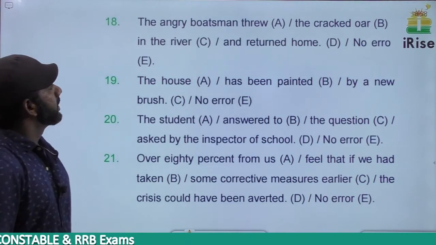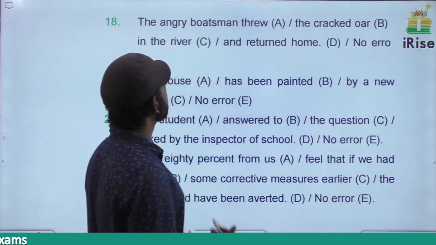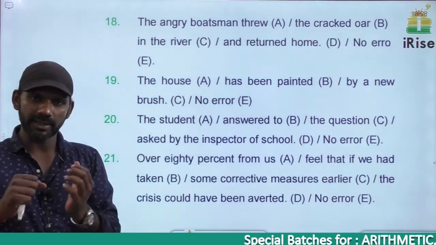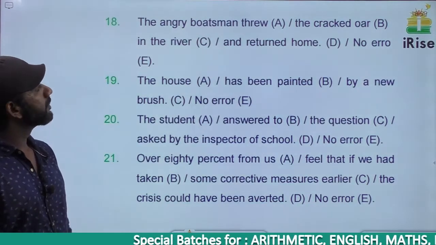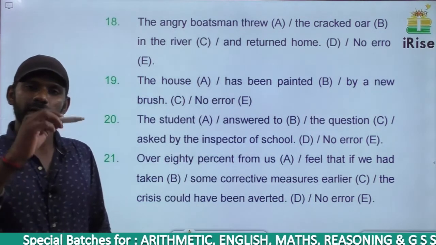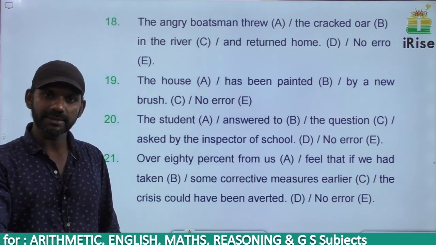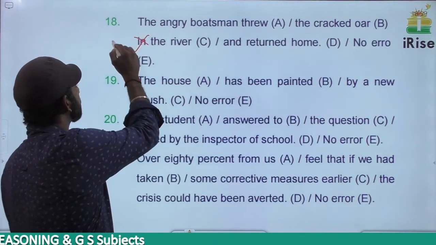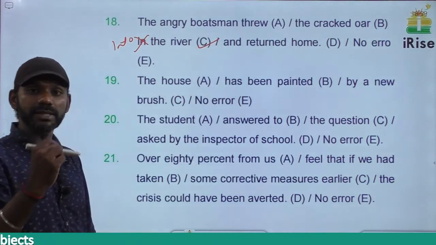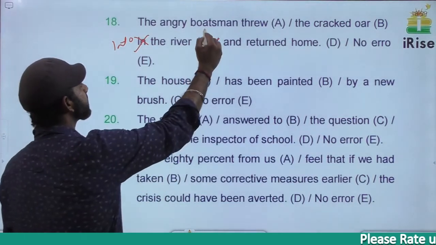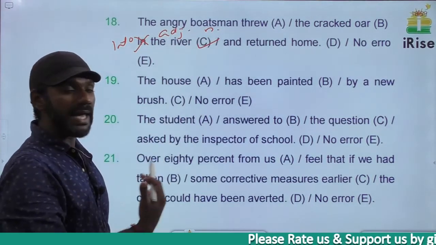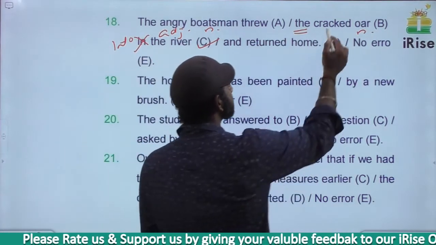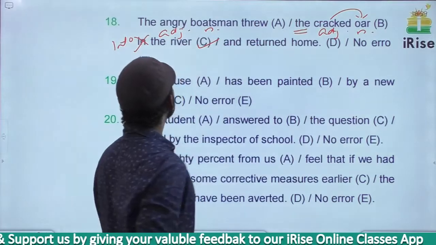The next one. The angry boatsman threw the cracked oar in the river and returned home. Returned back home is wrong because of redundancy. Right? Oar means the instrument used to row the boat. The angry boatsman threw the cracked oar in the river. Now once he throws the oar, it goes deep into the river. So in the river is wrong. It must be into the river because once he throws, it goes deep. The angry boatsman, boatsman is a noun, angry becomes an adjective. The cracked oar is a noun because of the article the. Cracked oar, in the sense, the word cracked describes oar, cracked becomes an adjective. Into the river and returned home.